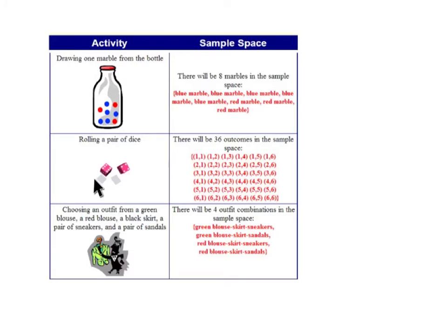In rolling a pair of dice, these are the 36 outcomes that you could have, right? And we actually know this because you would have 6 outcomes for this, and the second die also has 6 outcomes. 6 times 6 is 36. That would be your sample space. And then choosing an outfit from a green, red, black, sneakers, and sandals. There's 4 outfit combinations, and then you can just write those out and show which ones those are. So those are the 4 possibilities.